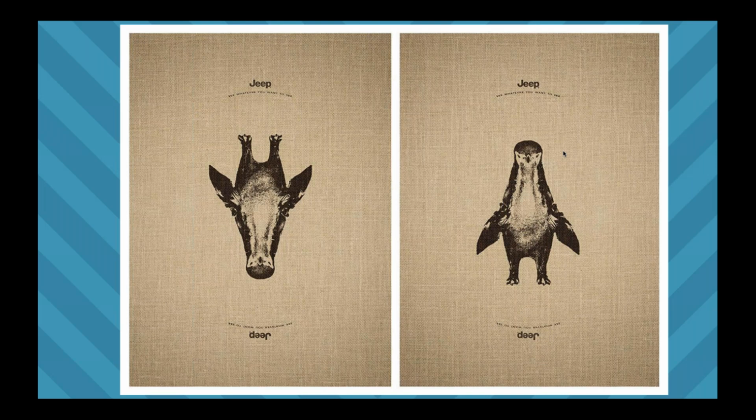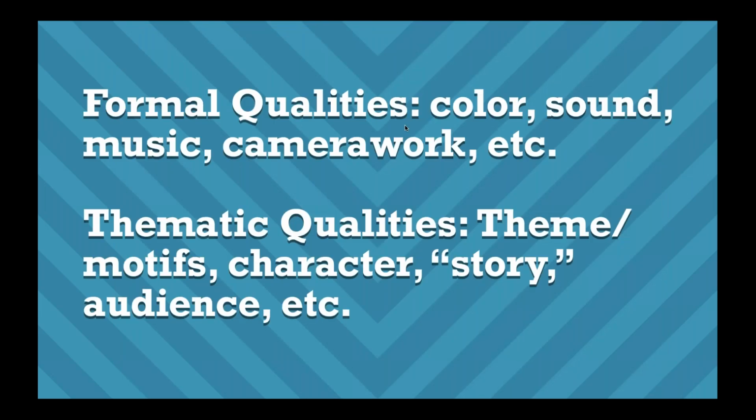Okay, we're going to look at this ad in just a second. But first of all, I think, okay, so what are the things you have to look for? You've heard me say that you should try to spot 3 things in the ad. I think these 3 things can fall under 2 general categories. One is what I like to call formal qualities. Okay, so this is technical stuff like color, sound, music, camera work, etc.